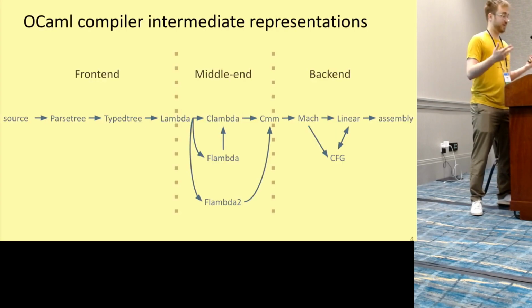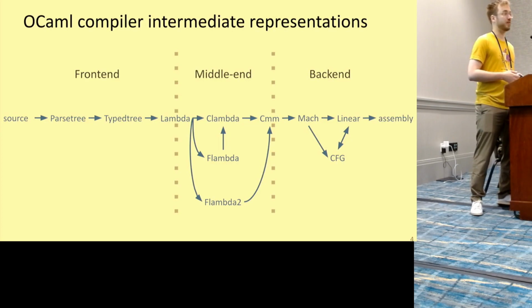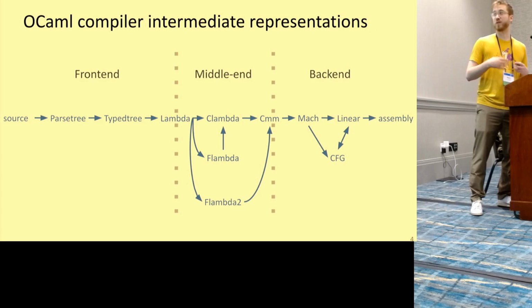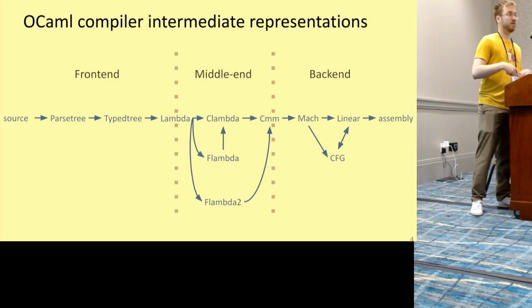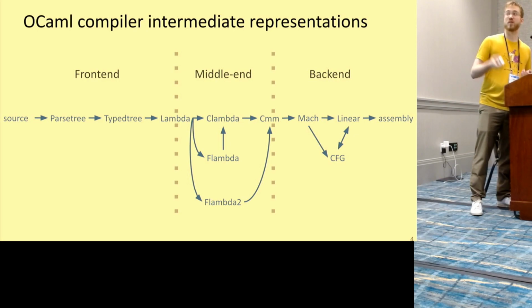So OCaml, like basically any compiler, has a lot of different intermediate representations. We can split them into three big categories: front-end, middle-end, and back-end. You get a source file that you want to compile, you first parse it, and then you type it, and that's basically called the front end. And at the end of the front end, you get the lambda IR, and this IR is really when serious things start to happen.